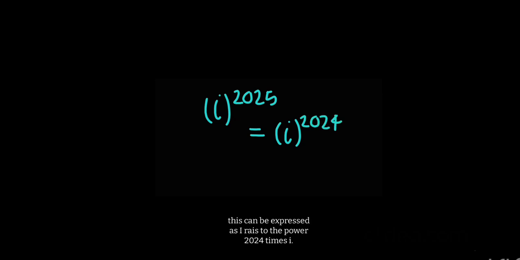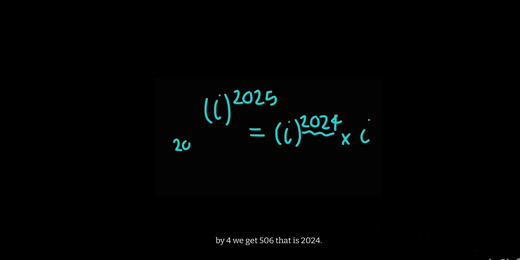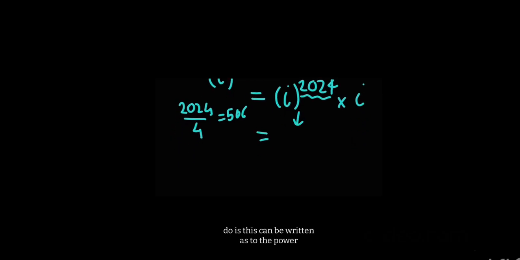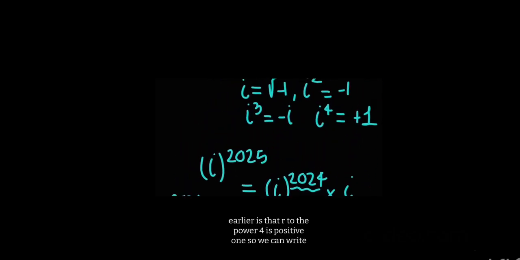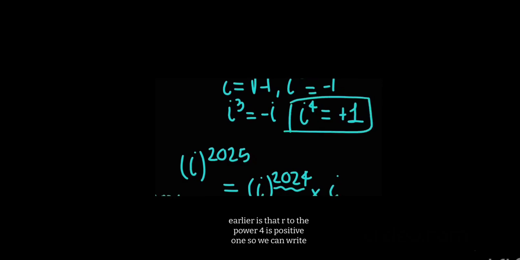Now let's just get back to our problem. That was i raised to the power 2025. Now this can be expressed as i raised to the power 2024 times i. Now if we divide 2024 by 4, we get 506. So what we're going to do is, this can be written as i to the power 4 into 506 times i.